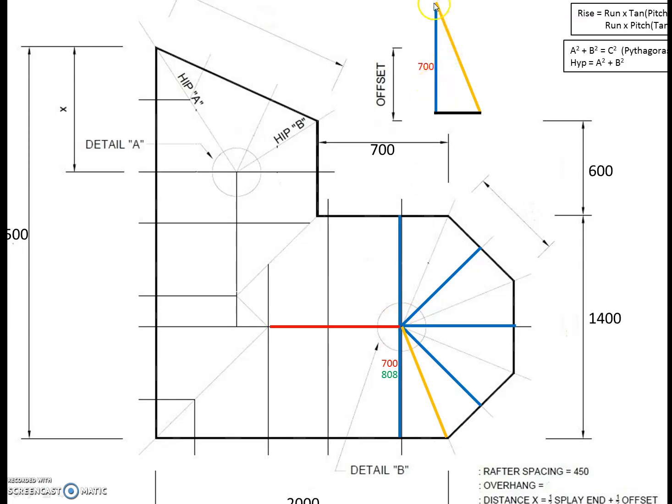So in order to get the run of this hip rafter, we have one piece of information about this triangle, but we need two. So we either need that angle or we need the distance across here. So for this triangle, we're going to get this angle here. That distance will work out for another purpose later.